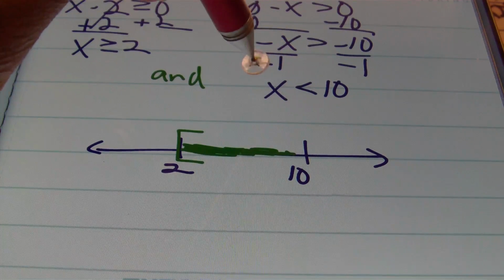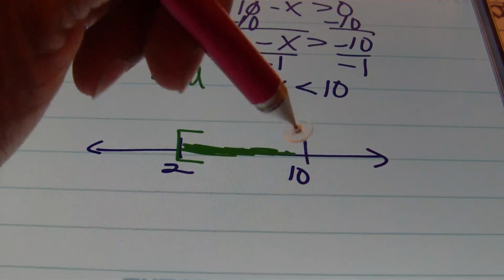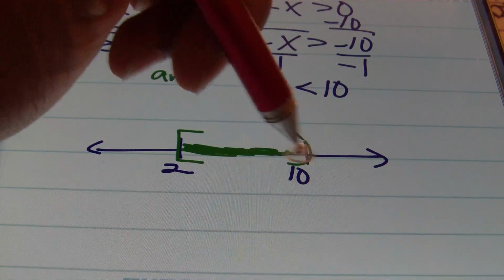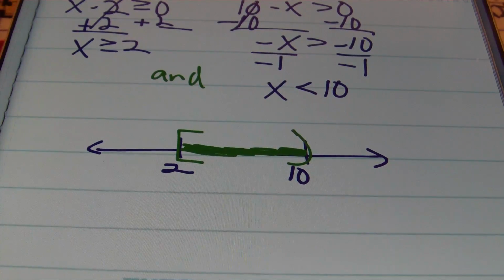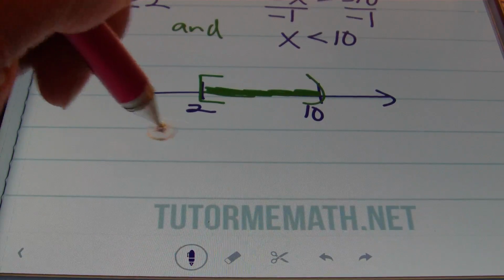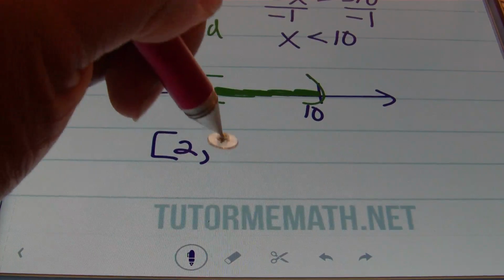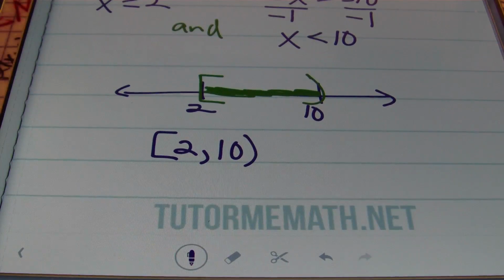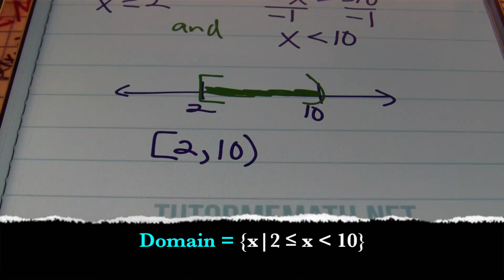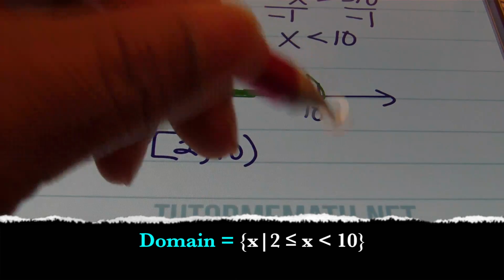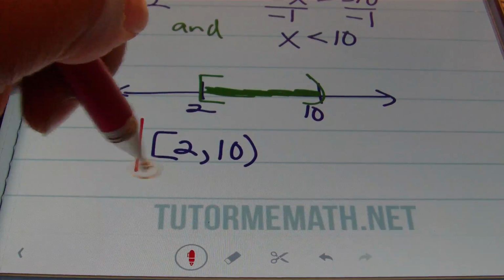As we approach 10, we know that x has to be less than 10, right? So that means I'll be using parentheses here. And so at this juncture, we're done. That's the domain, ladies and gentlemen. So my answer is including 2 with a bracket, and we're going to positive 10 and approaching 10, but not ever equal to 10. So that's why we use parentheses. That's the answer. That's it, ladies and gentlemen.